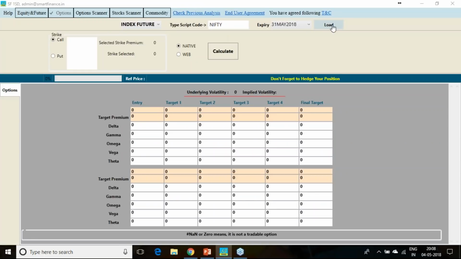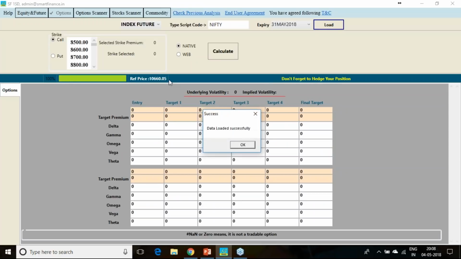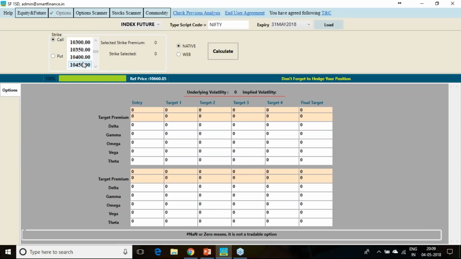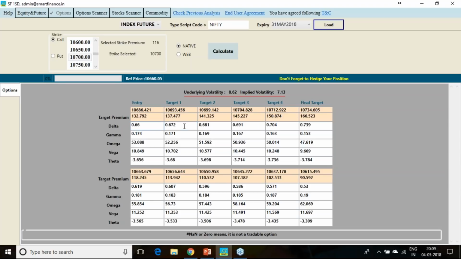Whenever we are going for our option tool, someone is asking me how they can get the Greek calculations on a real-time basis. If you are a user of our software, you can choose any of the strikes. I am choosing a call option to calculate. You get all the calculations along with its delta and other things. So it is real time.